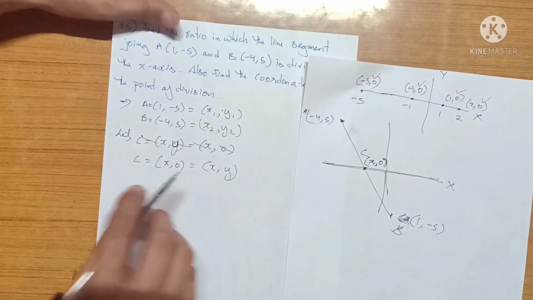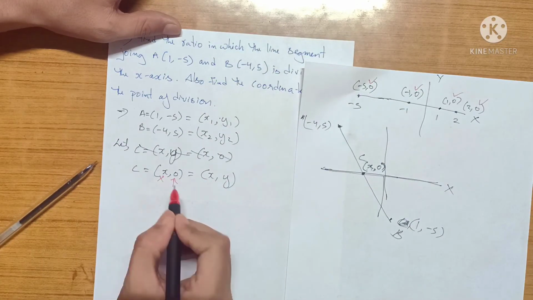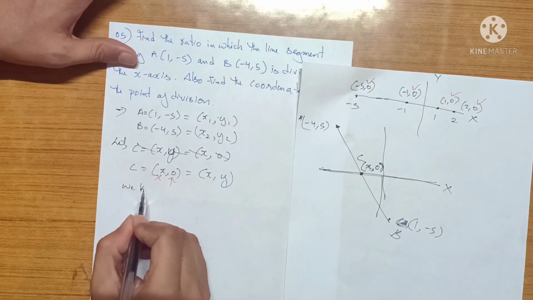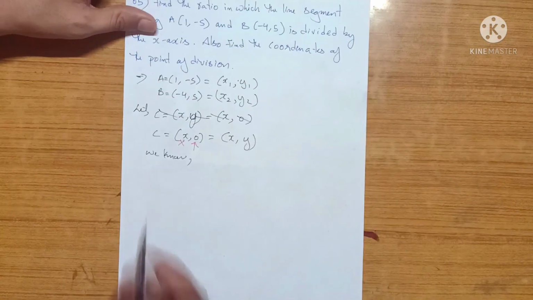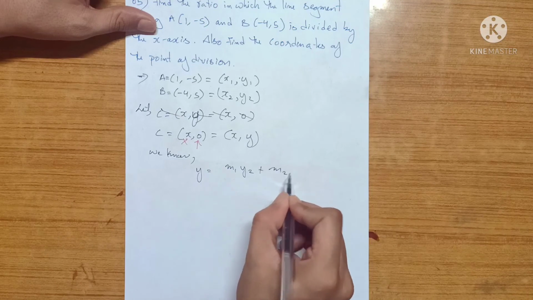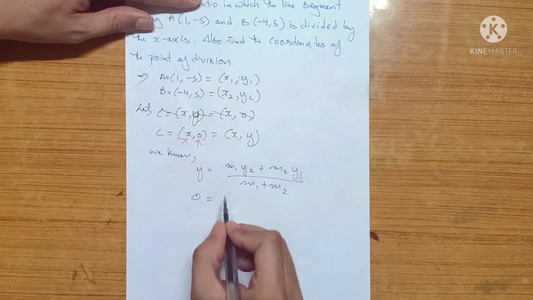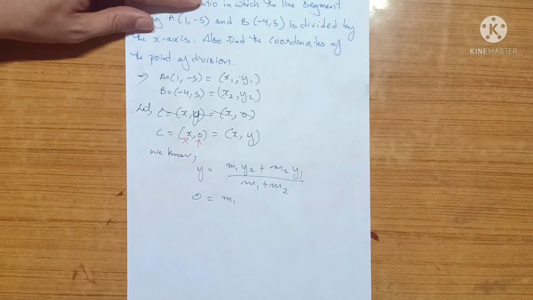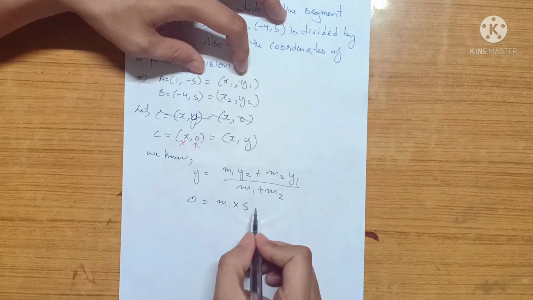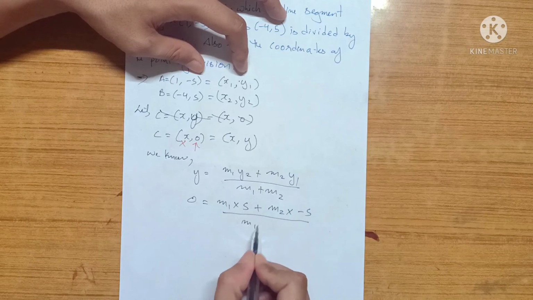Since we know the value of only y, in this case y is 0 and x is unknown, so we cannot use the x formula. So we'll use the formula for y. I hope you understood that. y equals (m1 y2 plus m2 y1) by (m1 plus m2). So y is 0, y2 is 5, and y1 is -5, over m1 plus m2.